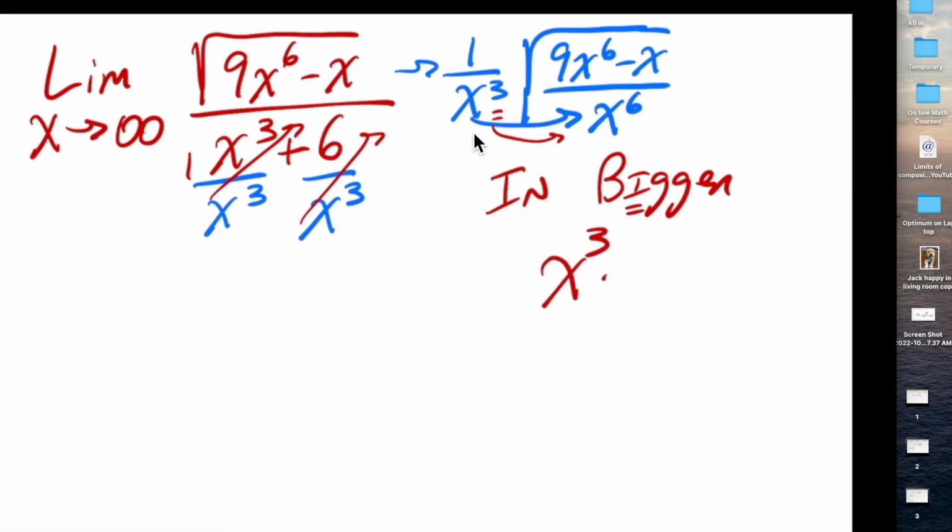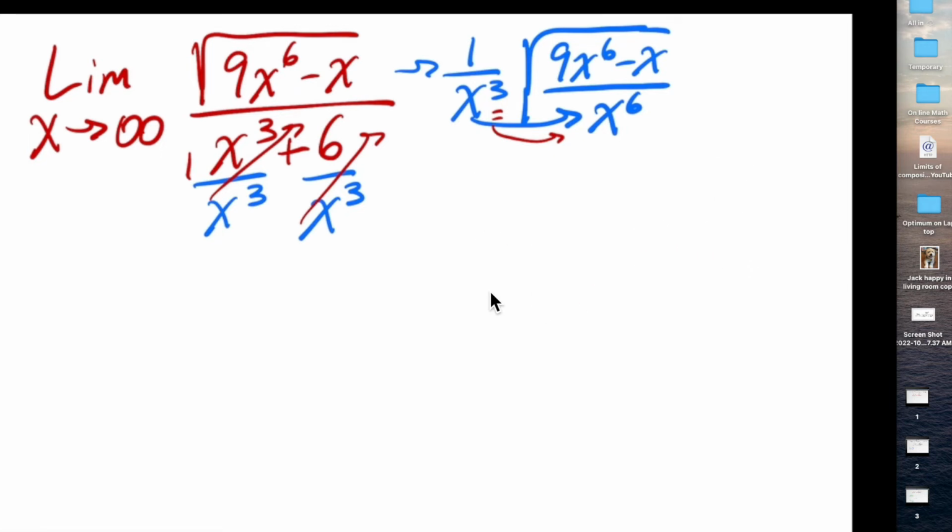Because recall, x to the 3rd times x to the 3rd, when you're multiplying and the bases are the same, you add the exponents. Now, very important. When you do this maneuver, when you bring this x to the 3rd into the radical, you have to take a look at your domain.